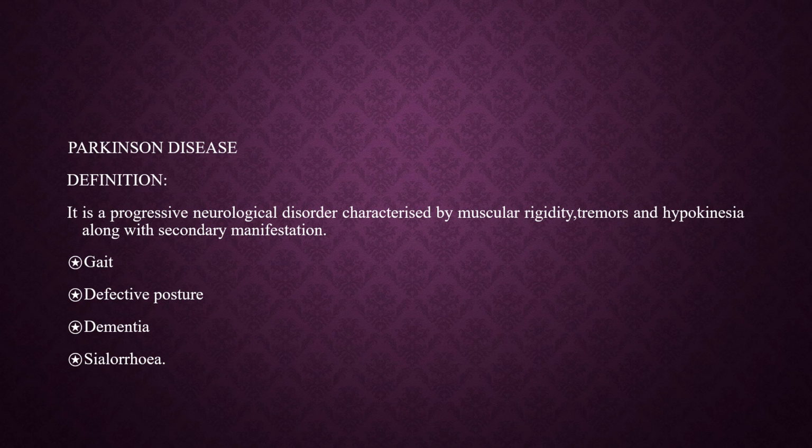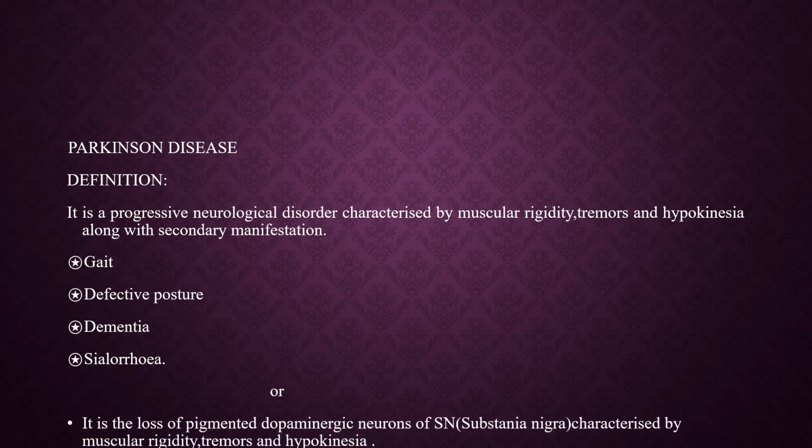So it is a progressive neurological disorder which is characterized by muscular rigidity followed by tremors and hypokinesia. These are the primary manifestations. Or the simple definition you can write, related to the neurotransmitter, is the loss of pigmented dopaminergic neurons. So the neurotransmitter comes into play here. What is the neurotransmitter which is involved? Dopamine.